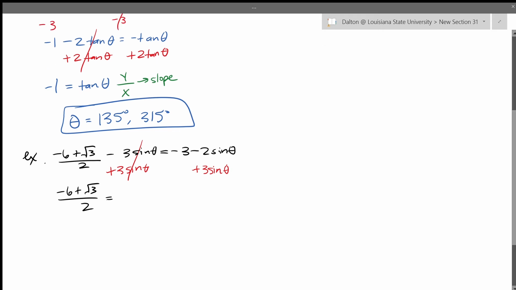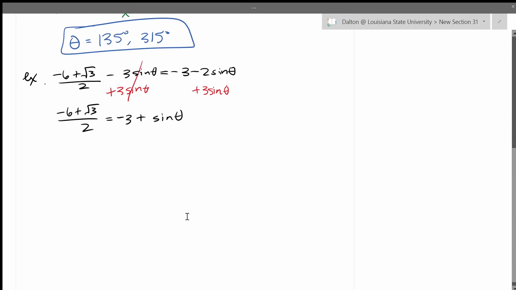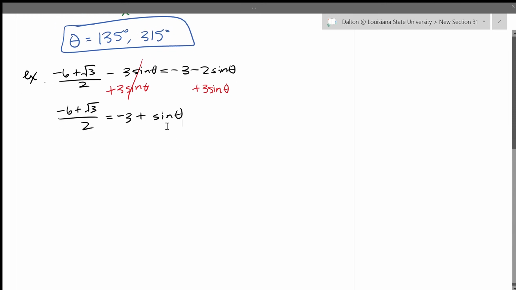Okay, so this should be negative 3 plus 1 sine theta. And I guess I technically don't need that 1 there. Okay, so my sine theta is almost isolated. And from here, we can go ahead and do a few things.